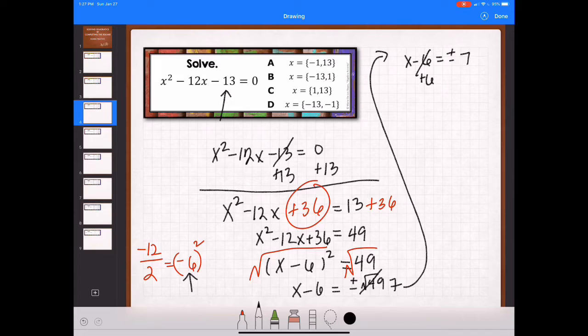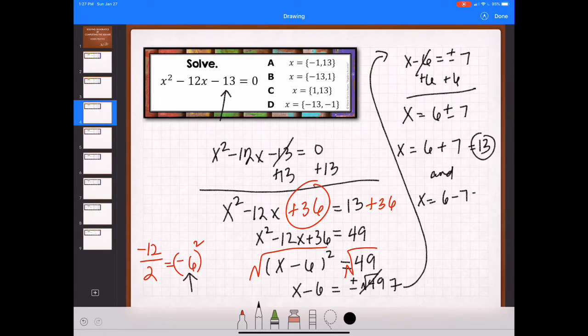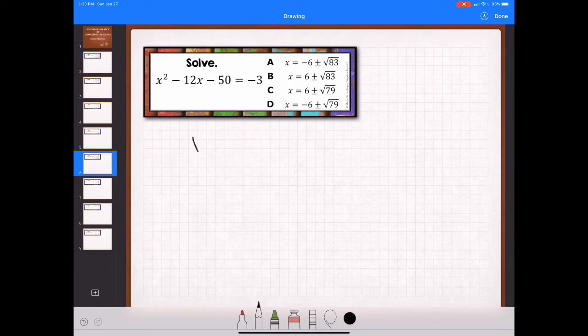Solve. Add 6 to both sides. X equals 6 plus and minus 7. Since I don't have a radical in this expression, you want to go ahead and solve it out. So you have x equals 6 plus 7, and you'll have x equals 6 minus 7. So 6 plus 7 is 13, and then 6 minus 7 is negative 1. So your answer will be x equals, from least to greatest, negative 1 and 13. Answer choice A.